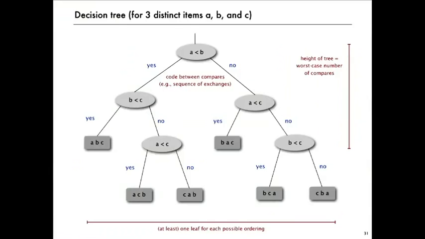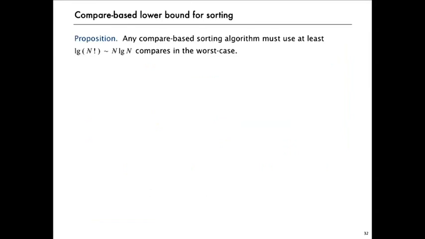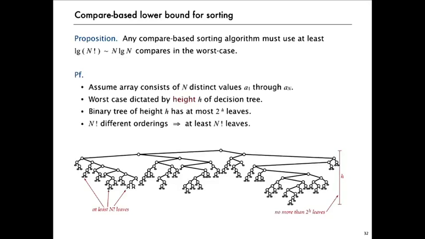If there's some ordering that does not appear in a tree corresponding to a particular algorithm, then that algorithm can't sort, can't tell the difference between two different orderings. So the lower bound is a proposition that uses a decision tree like that to prove that any compare-based sorting algorithm has to use at least log base 2 of n factorial compares in the worst case. And by Stirling's approximation, we know that log base 2 of n factorial is proportional to n log base 2 n.